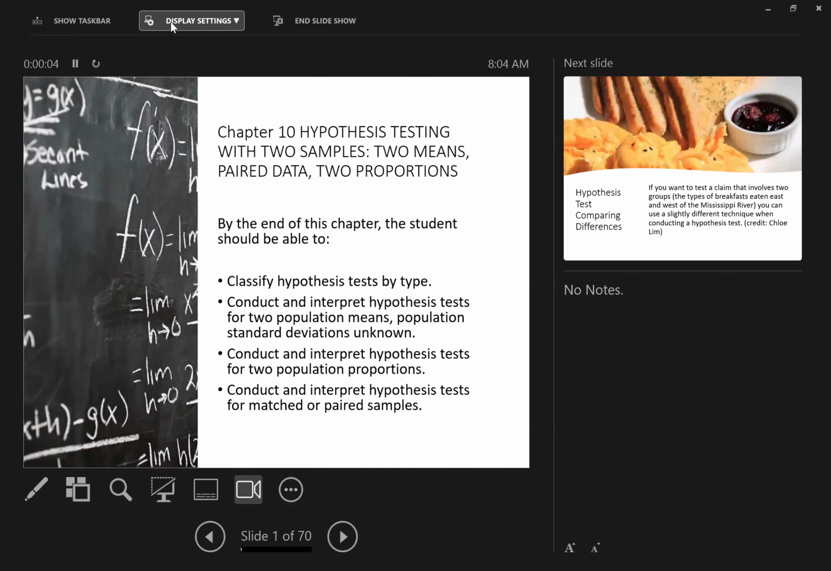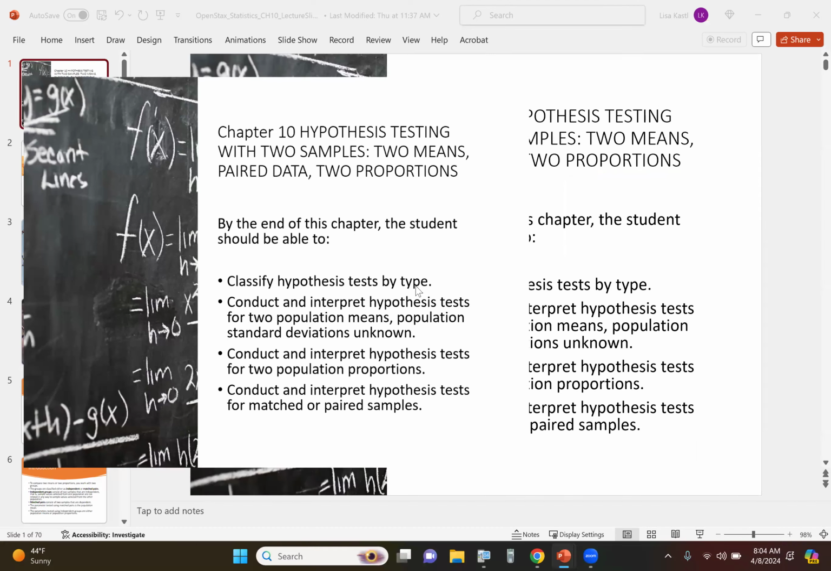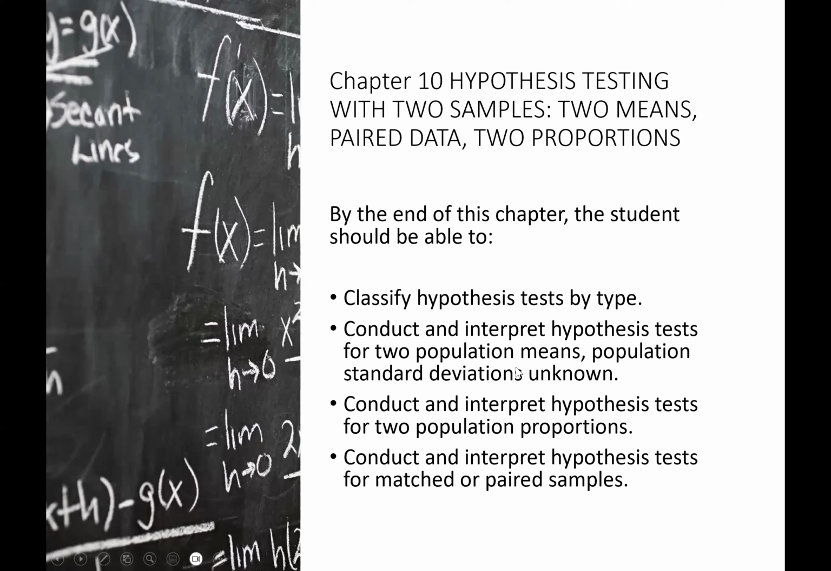All right, let me get this started. So we're going to first look at the different hypothesis tests that we use. Then we'll conduct and interpret hypothesis tests for two population means when we don't know the standard deviation. And if that's the case, your guess is probably that we'd use the student's t, which we do. And then we'll conduct and interpret hypothesis tests for two population proportions.